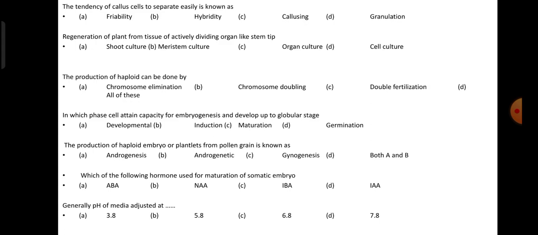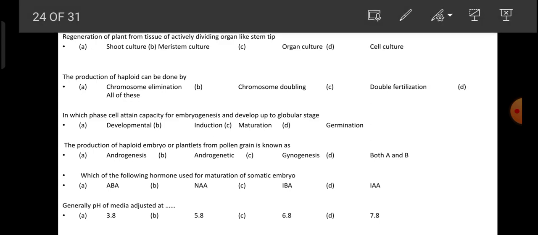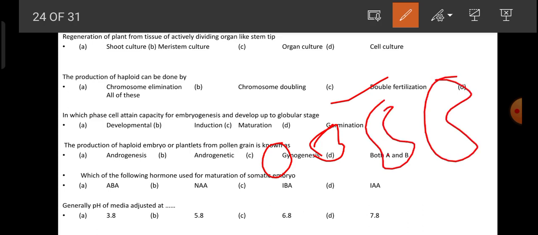Next question, in which phase do cells attain capacity for embryogenesis and develop up to the globular stage? I have already told you there will be globular, heart, then torpedo, and cotyledonary stages. Okay, so for the globular stage, the induction phase, that is option B, will give the capacity for embryogenesis. Okay, this induction phase is the answer, that is the third phase.